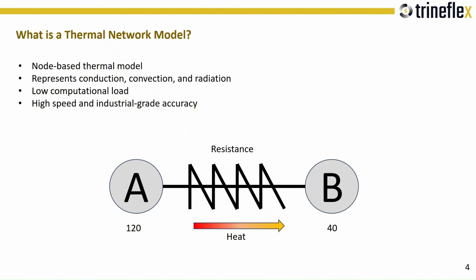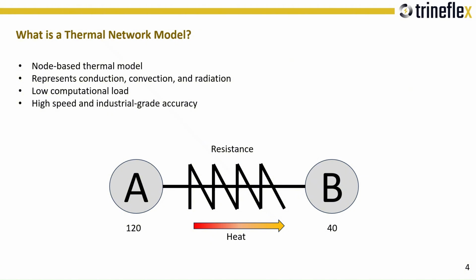A thermal network model represents the system as a set of interconnected thermal nodes. Each node exchanges heat with others through conduction, convection, and radiation. Because the equations are simple and efficient, the model runs extremely quickly while still providing real scenario simulations, making it ideal for real-time applications.